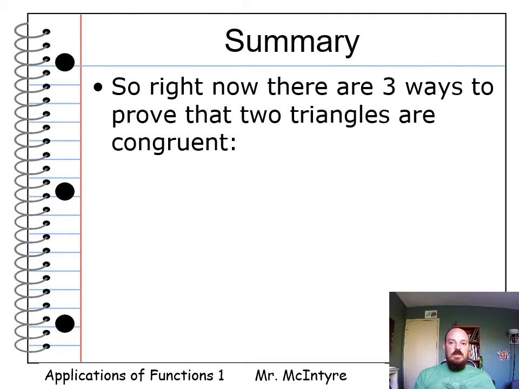So here's our summary. As of right now, we have 3 ways to prove that 2 triangles are congruent. And that's what we're doing right now. That's our focus. For our next test, I'm going to give you some triangles and ask you guys to prove they're congruent. Method 1 is SSS, and that stands for side, side, side. And that says we don't need to know anything about the angles. If I can show that 3 sides of one triangle are the same as the 3 sides of the other, they're automatically congruent.